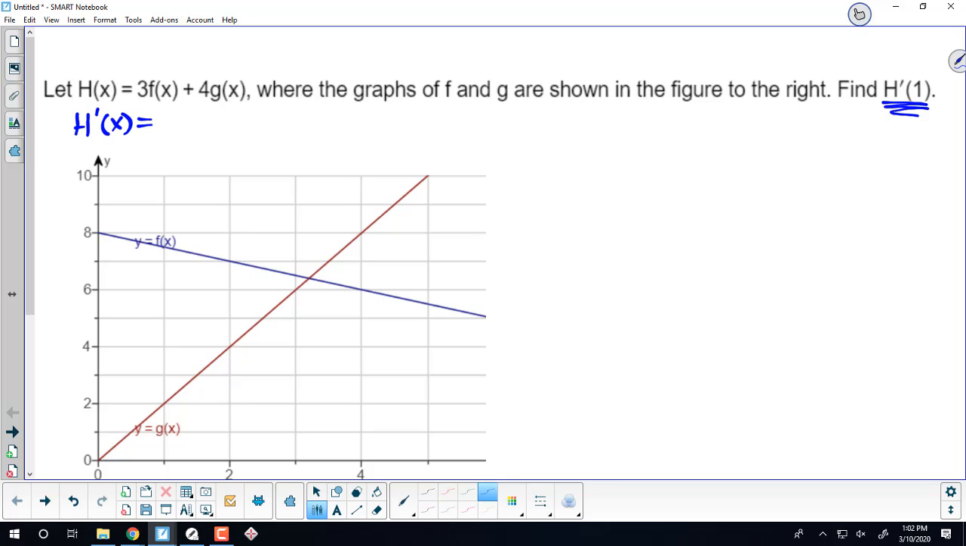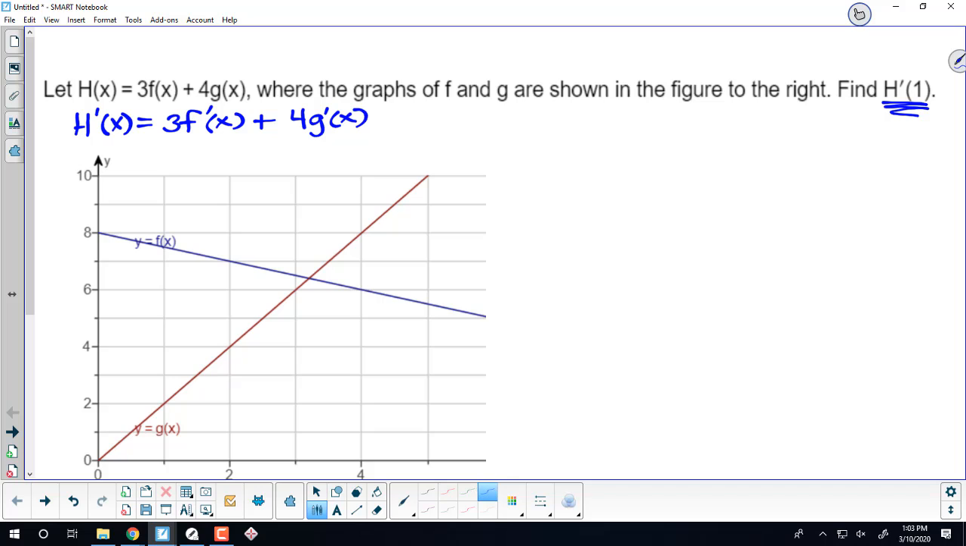Yeah, so we've got a constant times a function of x. The constant comes out, we differentiate the function of x. We're not given f of x, so we're just going to say it's 3f prime plus 4g prime. Both of these lines have y-intercepts, and we've got a grid. You could certainly determine the equation of the lines, but it's not even necessary.